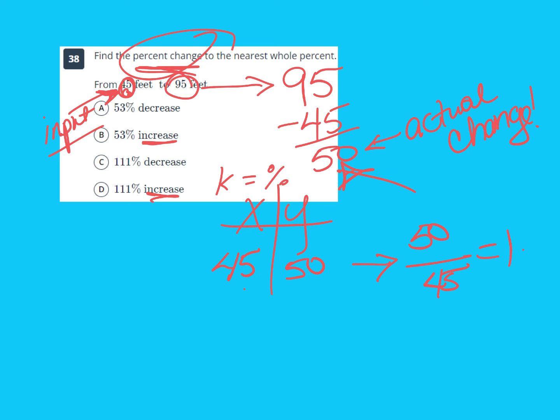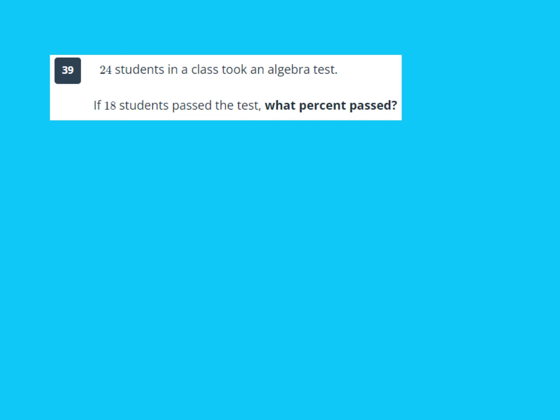I get 1.11. It continues to repeat. And then I have to change that to a percent. In order to change it to a percent, I do need to move my decimal 2 places. Gives me 111%. And I knew that it was an increase. So there you go. Variable D is our answer. Percent. Next.